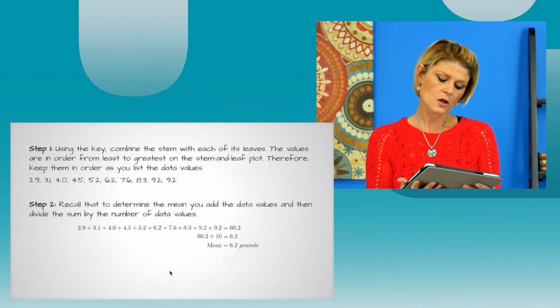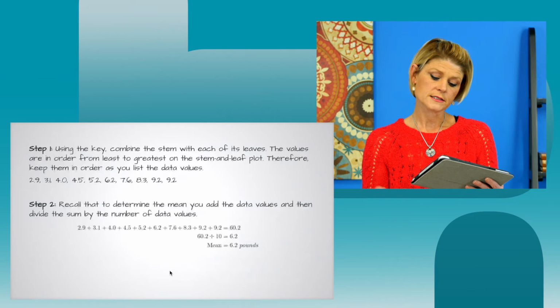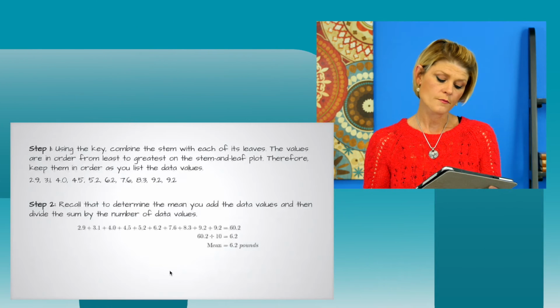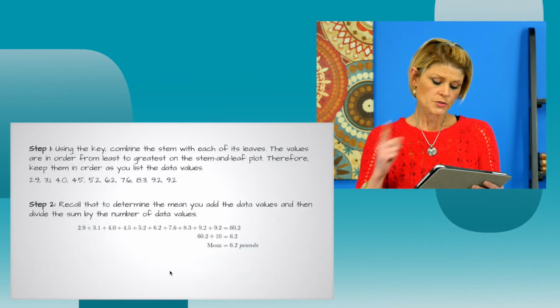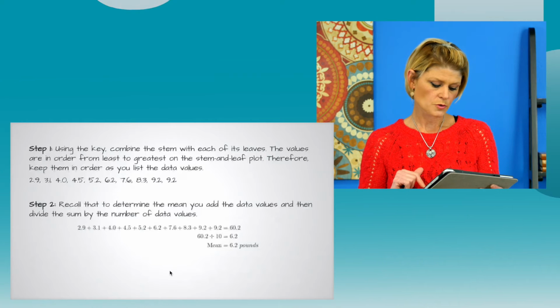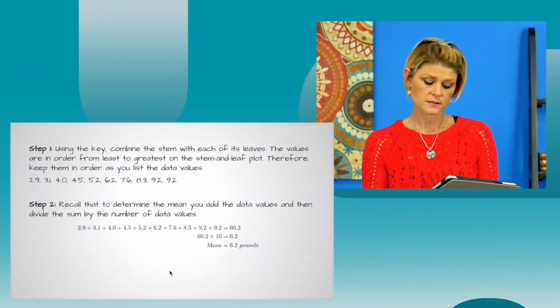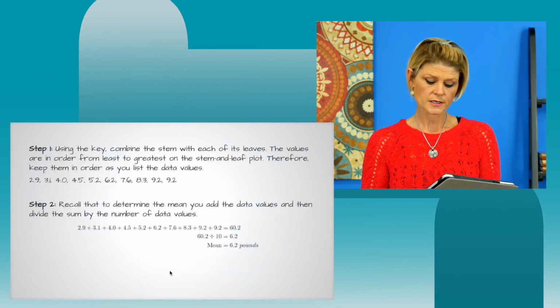Step 2 is to recall that to determine the mean, you add the data values and then divide the sum by the number of data values. So we add up all the weights, 2.9 all the way up to 9.2, we get 60.2. We divide by 10, we get 6.2.